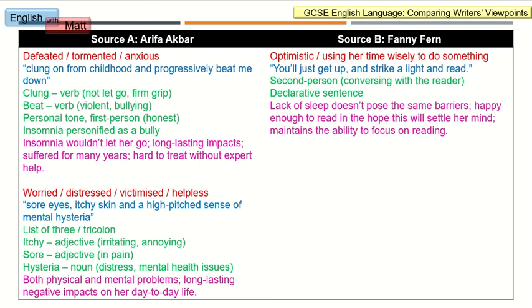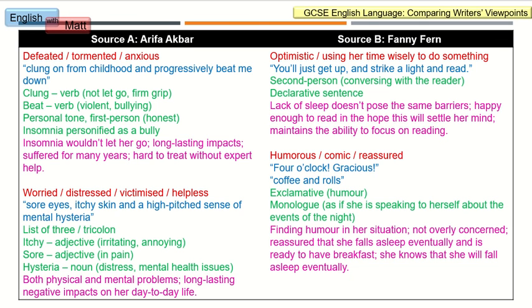And then you could finish off with your second point for source B, saying that Fanny Fern has a humorous, comic, or reassured attitude or perspective.